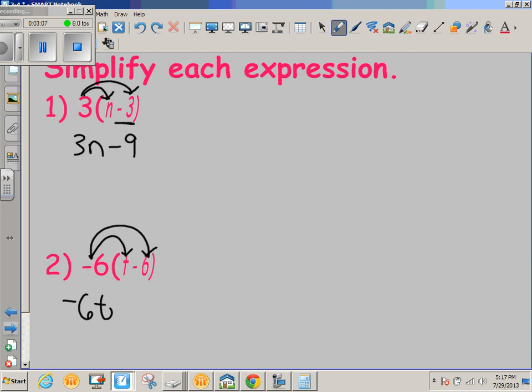Notice that I'm being very careful with my t. I want to make that look like a t, not a plus sign. And then now I have a negative 6 times a negative 6. A negative times a negative is a positive 36. So my final answer, negative 6t plus 36.